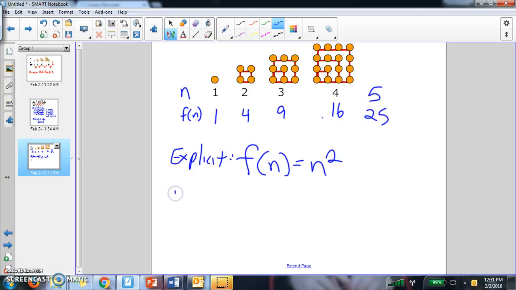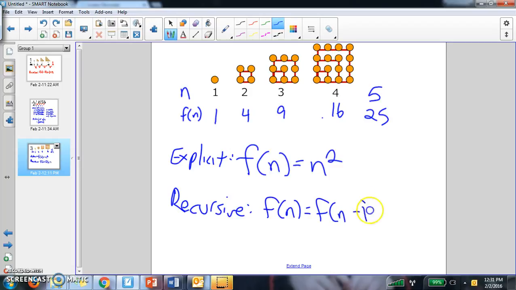The recursive formula is a little bit harder. Now, if we're dealing with recursive, we know that we start off with the number of dots equals the previous number of dots plus something. And we've got to figure out, well, what is that something? So let's look at what the change is each time. Here I'm changing by 3. Here I'm changing by 5. Changing by 7. Changing by 9.